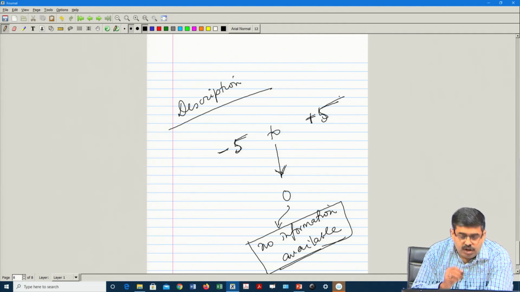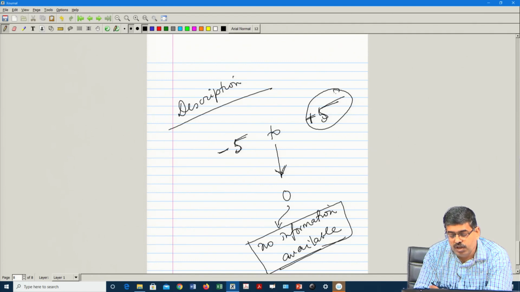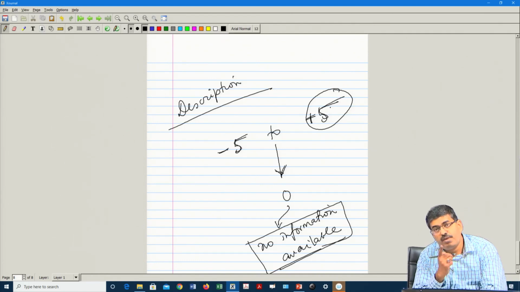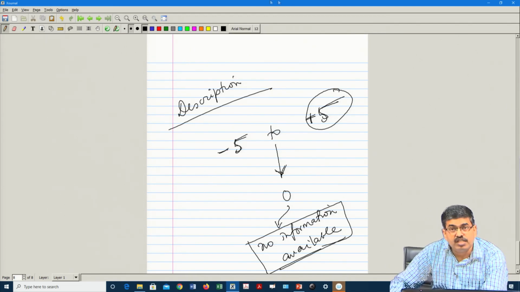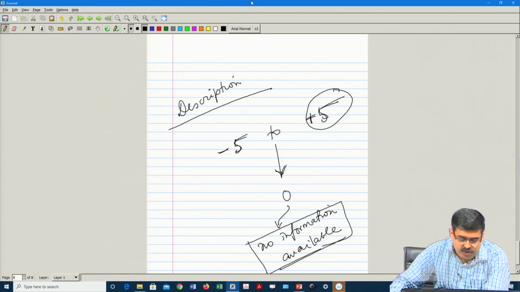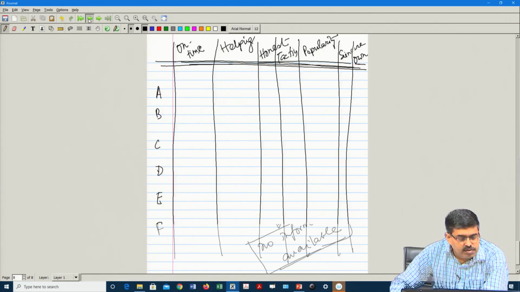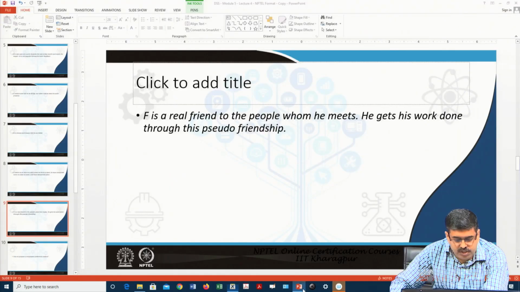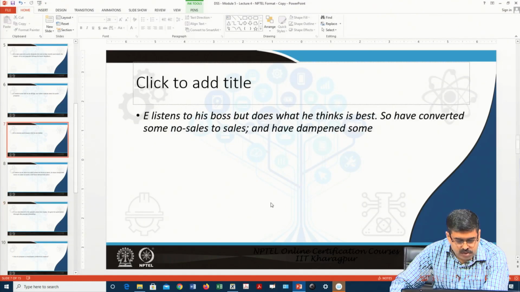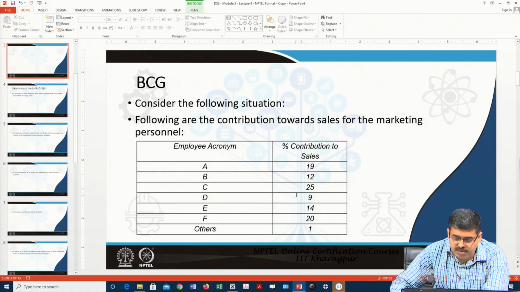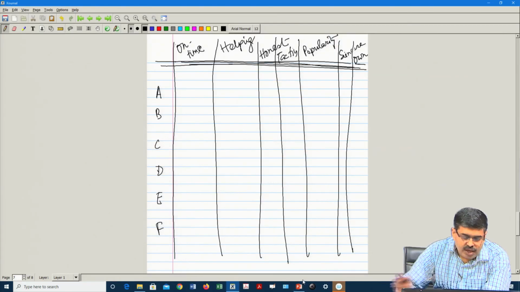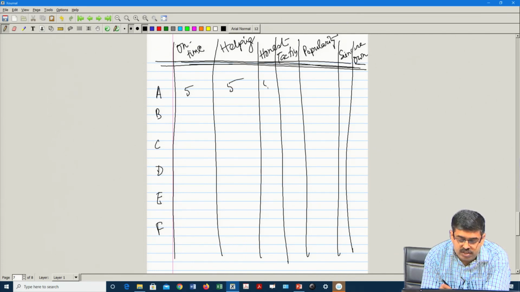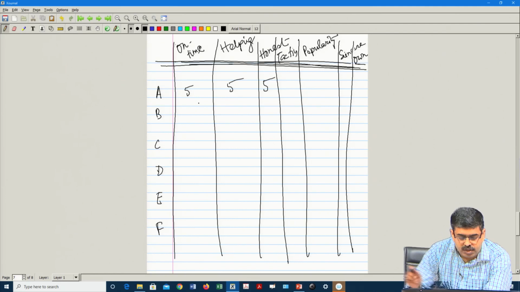Now this -5 to +5 is for whom? It is from your organization's standpoint. If it benefits you, it is +5. If it doesn't benefit you, it is -5, and the rest is in between. So let us go back to the descriptions. A is on time, helps his team members, and never puts other sales efforts in his logbook. A is on time, 5. Helps his team members, 5. Honesty, 5. Clear?